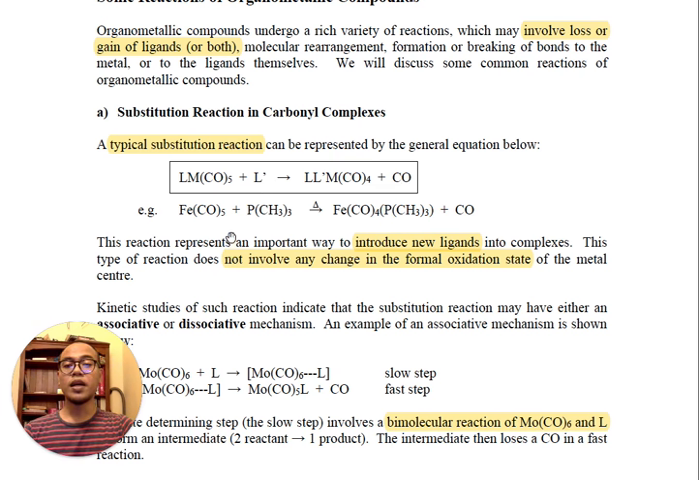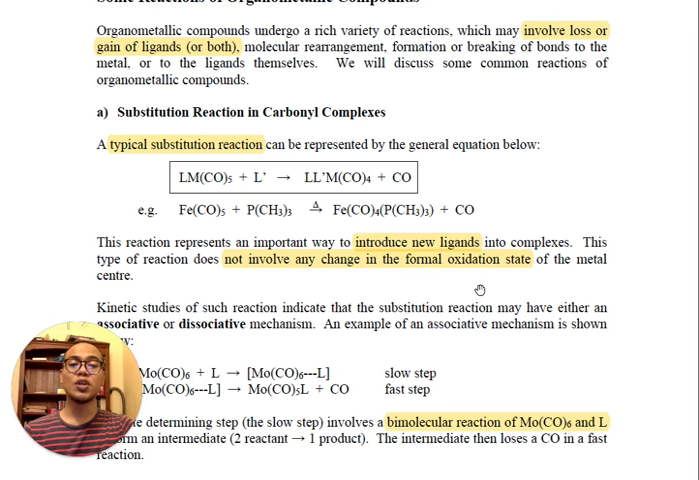For example, we have iron pentacarbonyl, and we want to attach the iron with the phosphine, trimethyl phosphine. Using some heat, you're going to get your phosphine replacing your carbonyl, and then carbonyl is going to be one of your byproducts. So this is called substitution reaction.